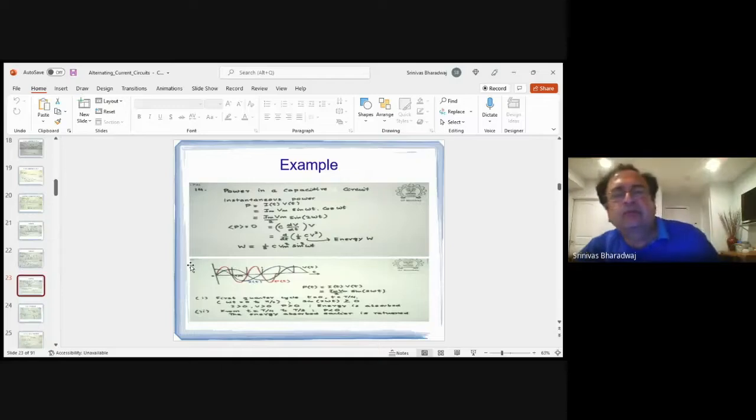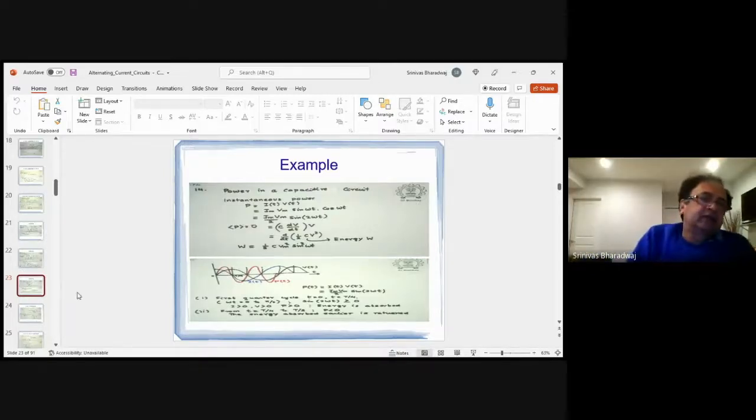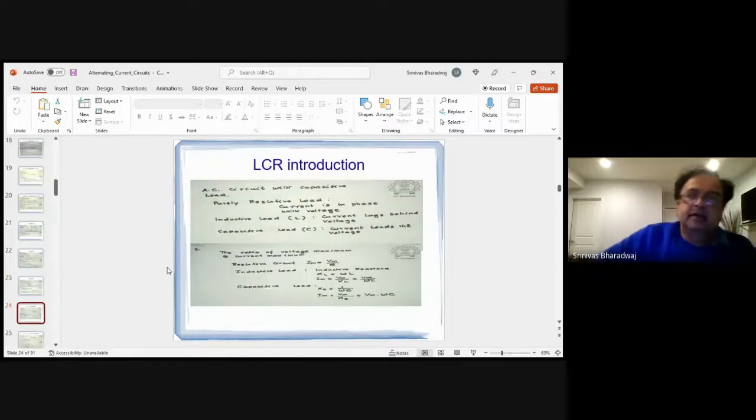Okay, so the impedance for an inductor is just j omega L. For a capacitor, it is 1 by j omega C, or negative j by omega C. Okay, so remember that, and remember it well.